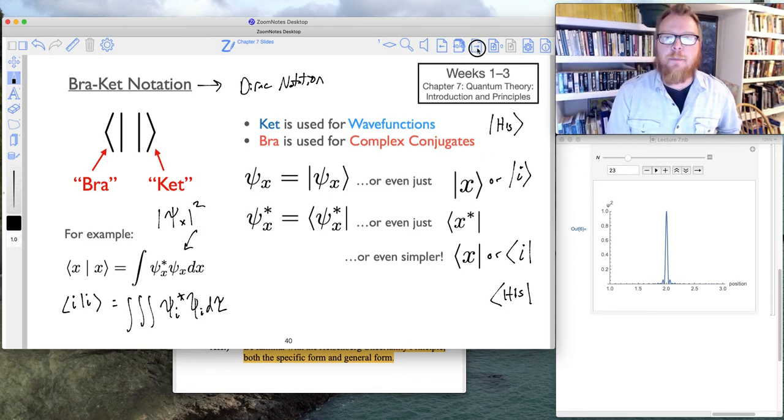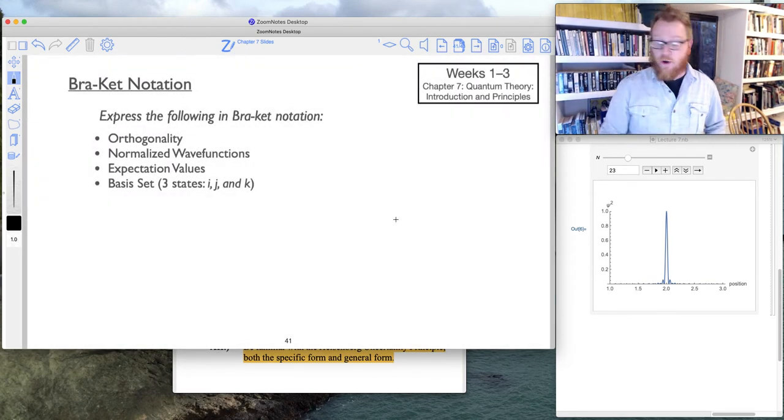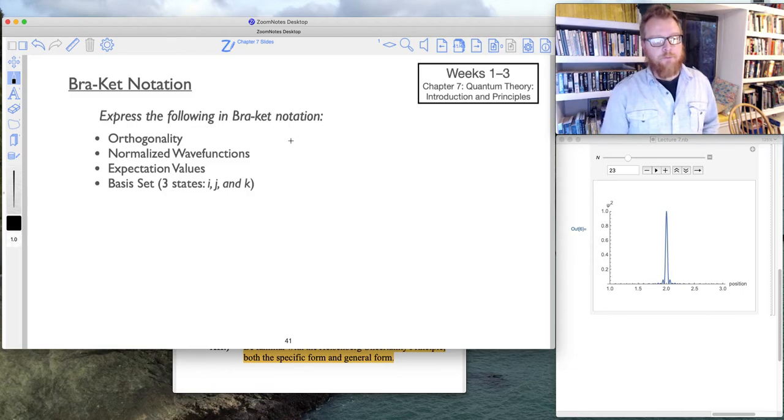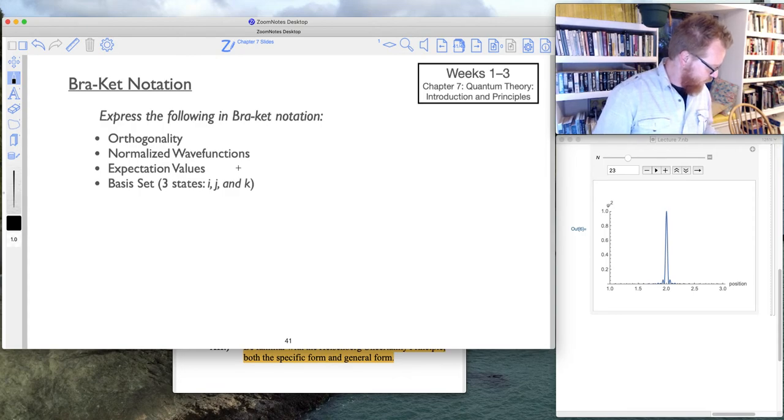So there's a couple examples that I'm going to work through, and I would encourage you to work through these on your own first to see if you got it. Let me find my cheater notes here. Okay, so express the following in bra-ket notation: orthogonality, a normalized wave function, an expectation value, and a basis set of three states i, j, and k. Let's do it. I'm going to go through my notes just to make sure.